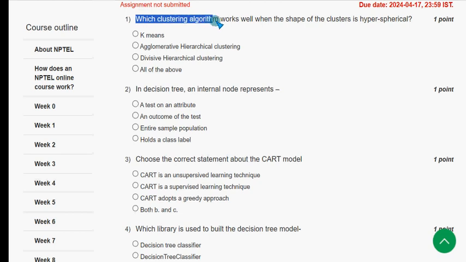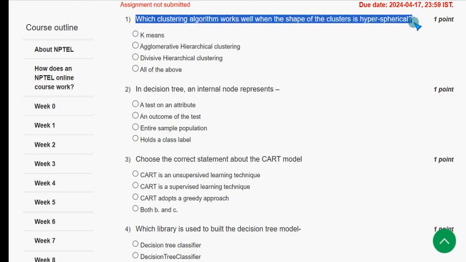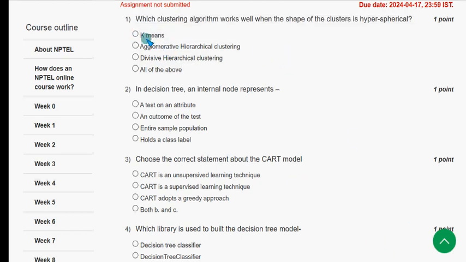Which clustering algorithm works well when the shape of the clusters is hyperspherical? So for the first question, it should be the first option, that is k-means guys.